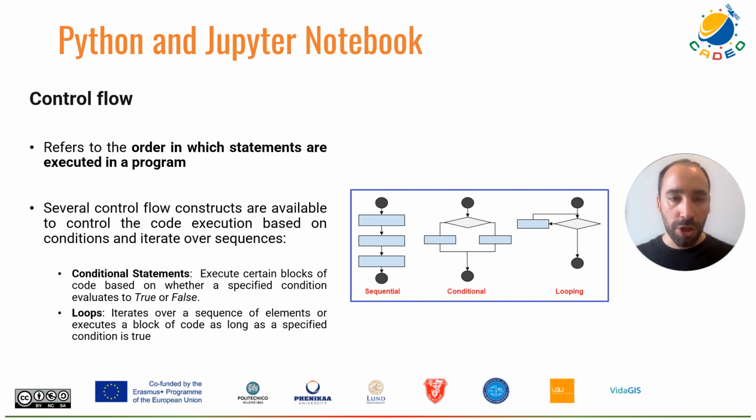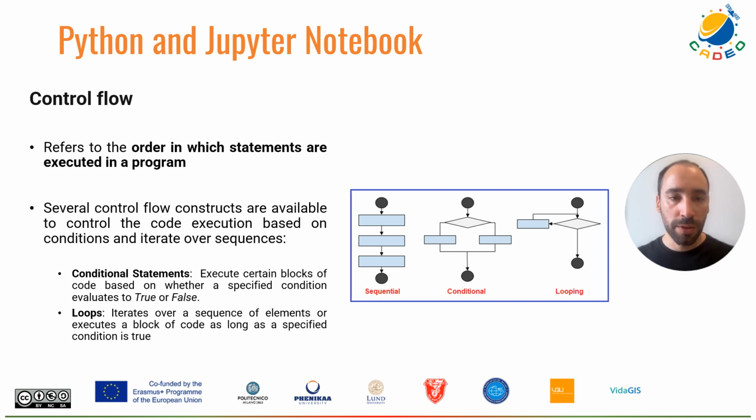One is called conditional statements, and this allows us to run a certain block of code based on whether a condition is true or false. For example, we might use an if statement to run a piece of code if a condition is met, and another piece of code if the condition is not.